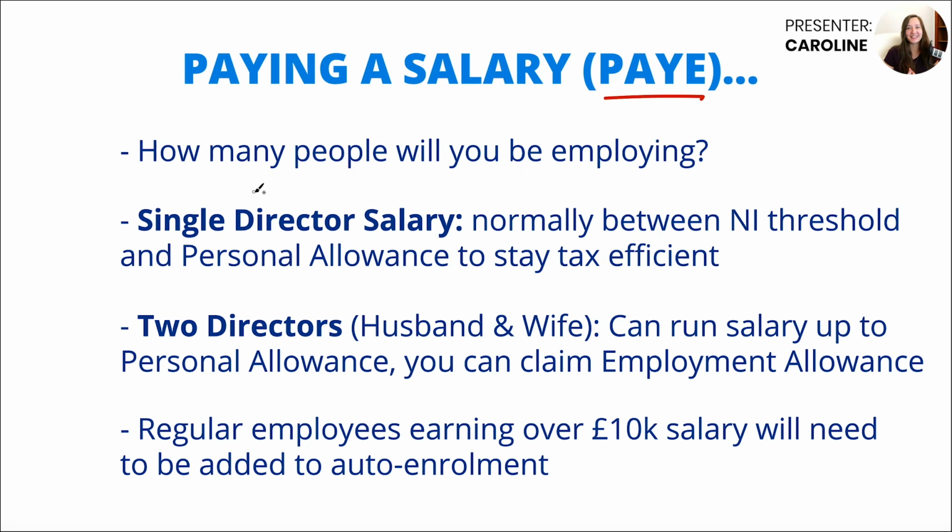So the first thing you want to work out is how many people you will be employing, because this will definitely change the way your company is taxed for national insurance, and potentially how much you can pay yourself and still be tax efficient. As a single director, you would normally run a salary somewhere between the national insurance threshold and personal allowance to stay tax efficient.